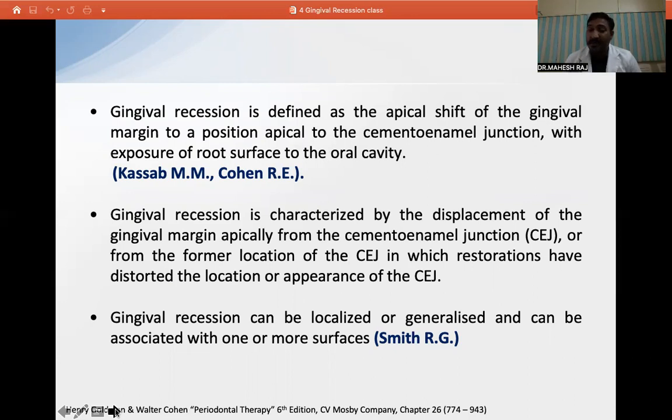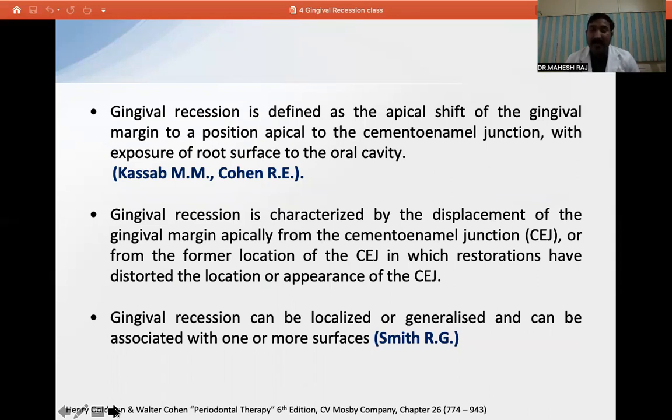Gingival recession is also characterized by the displacement of the gingival margin apically from the cemento-enamel junction, or from the former location of the cemento-enamel junction in which restorations have distorted the location or appearance of the cemento-enamel junction. That means there is a displacement. The gingival margin is displaced apically from the cemento-enamel junction.